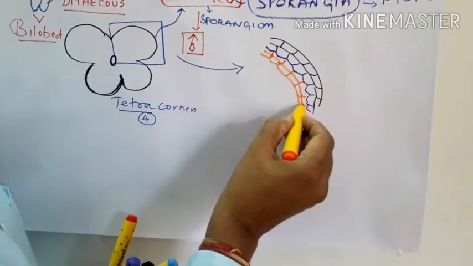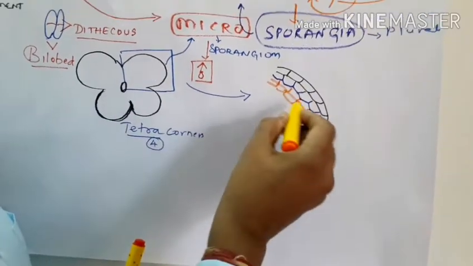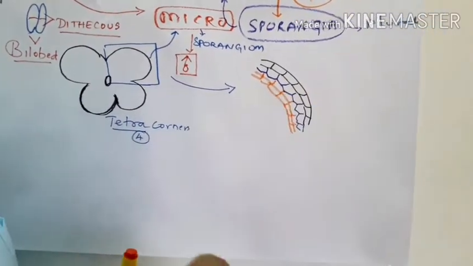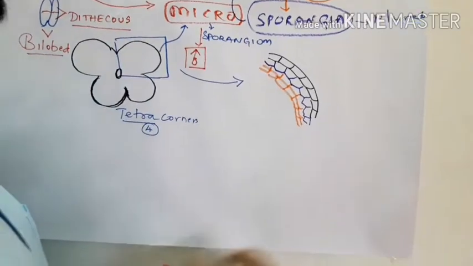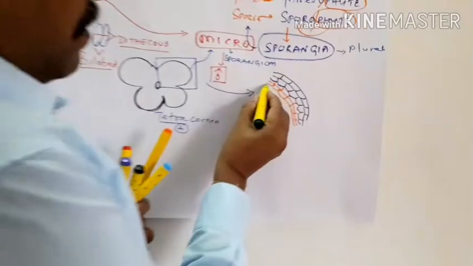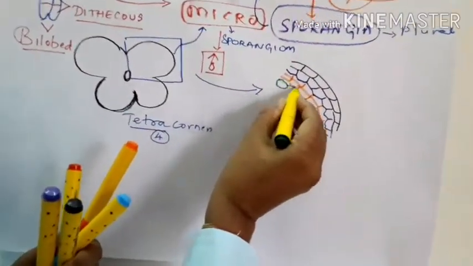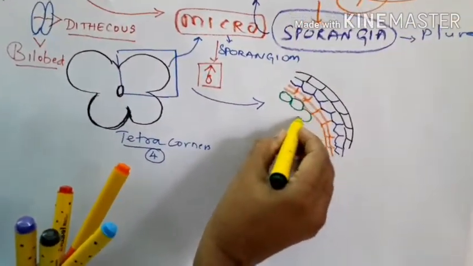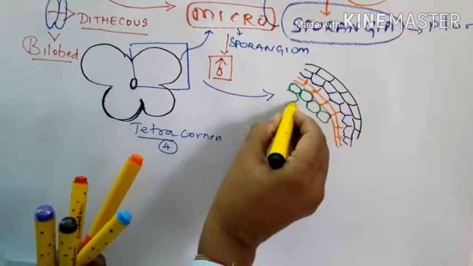Children, you have to draw the diagrams. We have the first, second, third layer. Inside that, another layer is present. They will appear like this. You have another layer present.